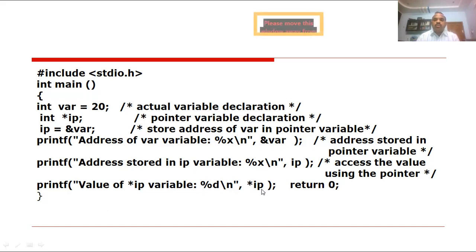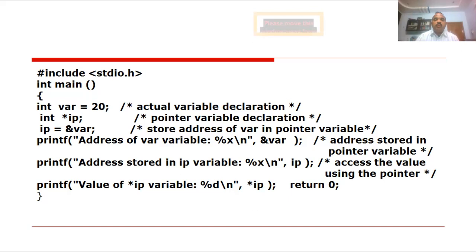Asterisk ip shows the content in the variable address, that is 20. So that's why this is called the indirection operator. It shows the value in the address location. Which address location? The address location. Asterisk ip collects the value from the variable address. What is the value in the variable address? 20. Clear? Then return 0.